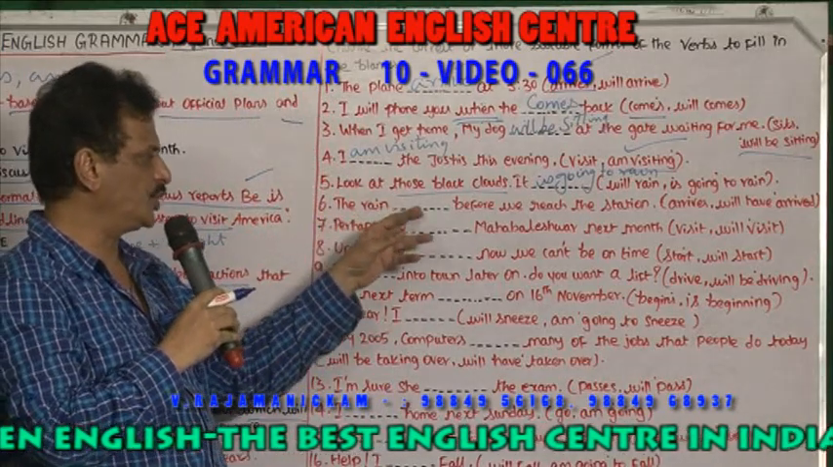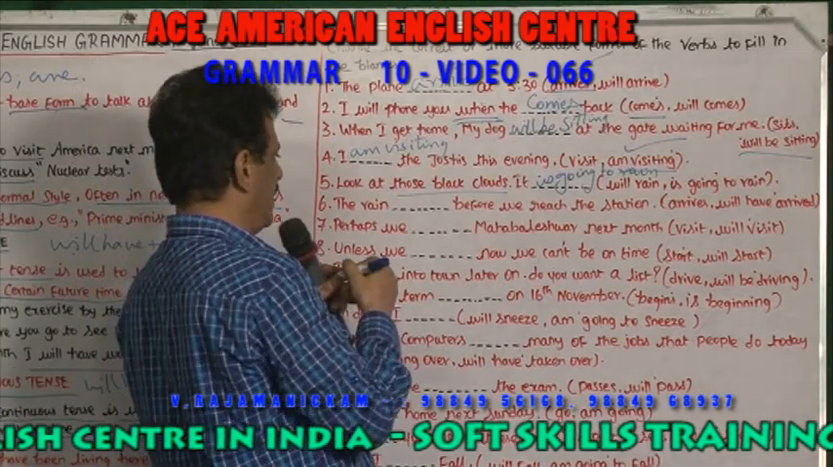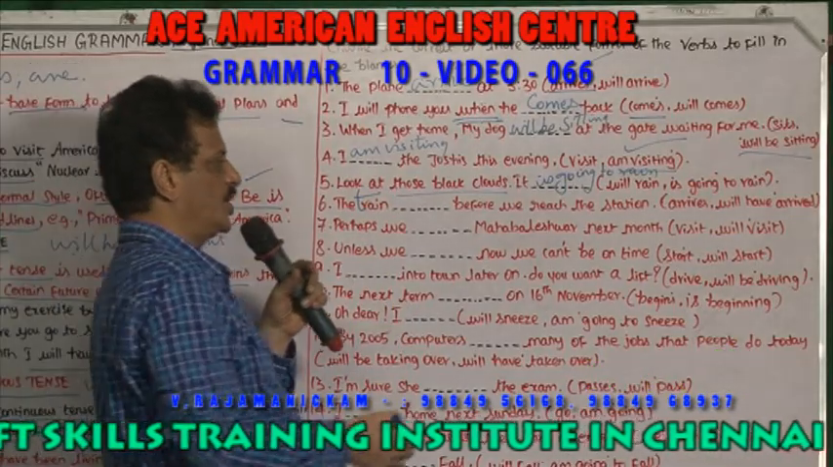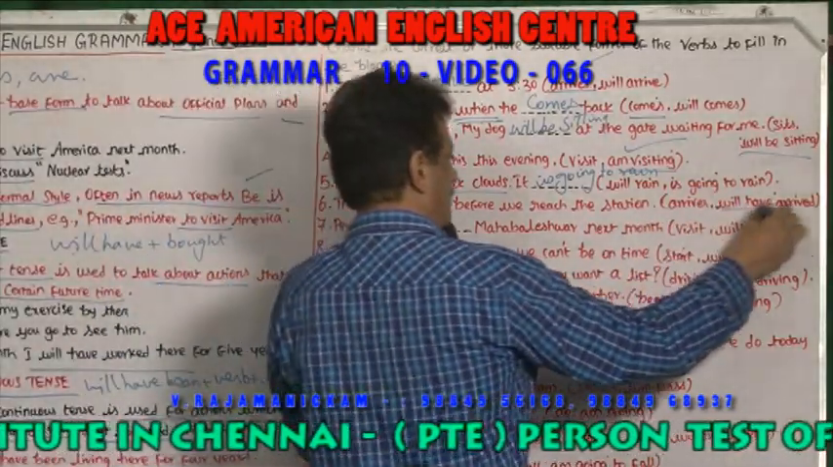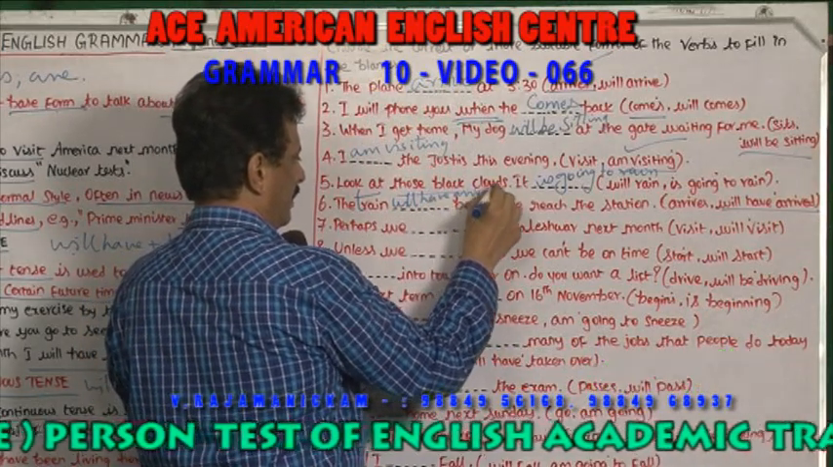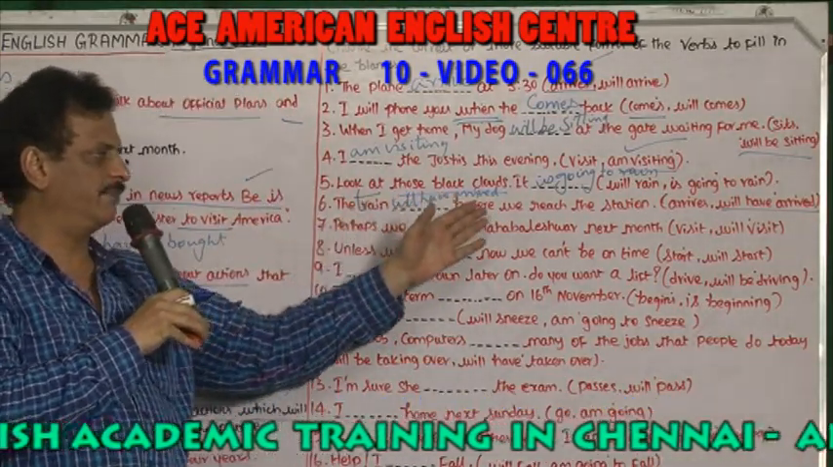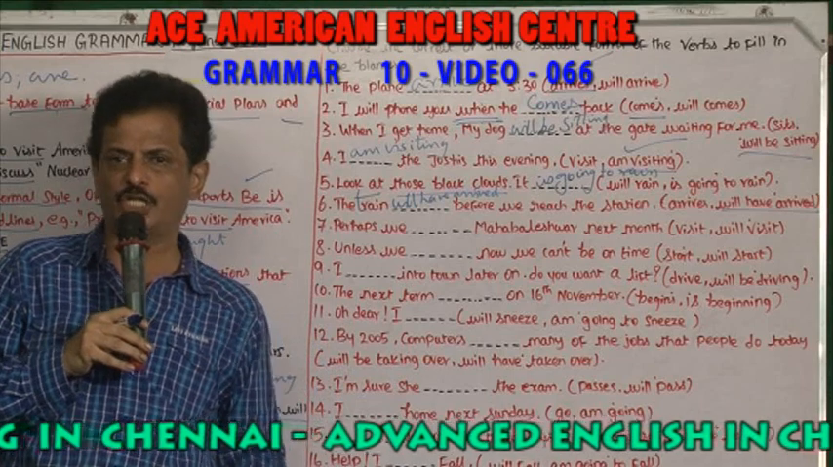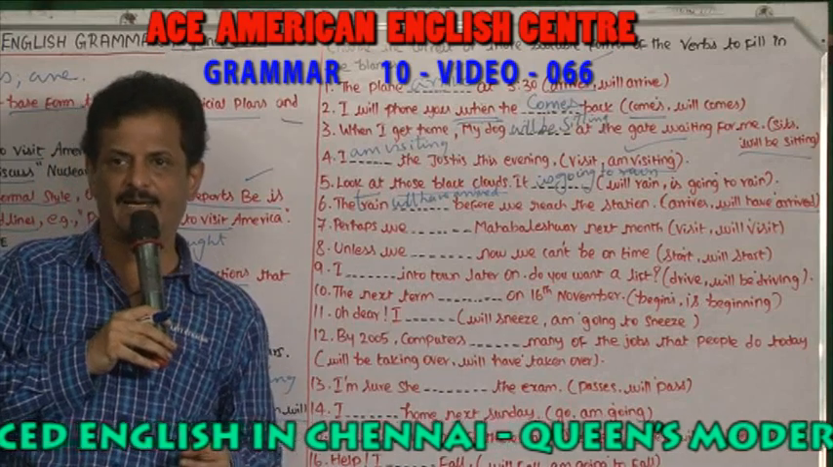Next coming here, the train dash before we reach the station. Is it arrives or will have arrived? Why do you use will have arrived? The train will have arrived before we reach the station. So in future, before a particular event, some other thing will happen. There you are using future perfect, will have arrived.